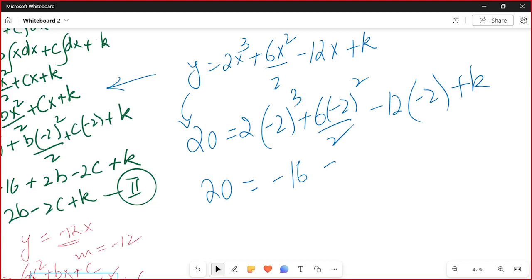Okay, now this is minus 2 squared, which is plus 4. 24 divided by 2 is 2, so it's 12. This is plus 12 plus k.